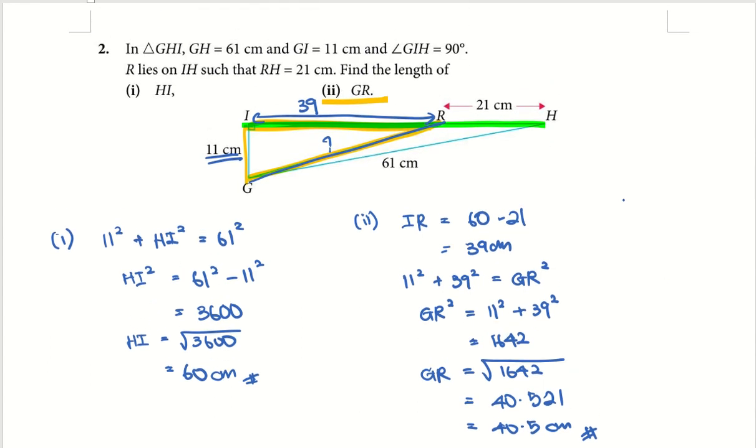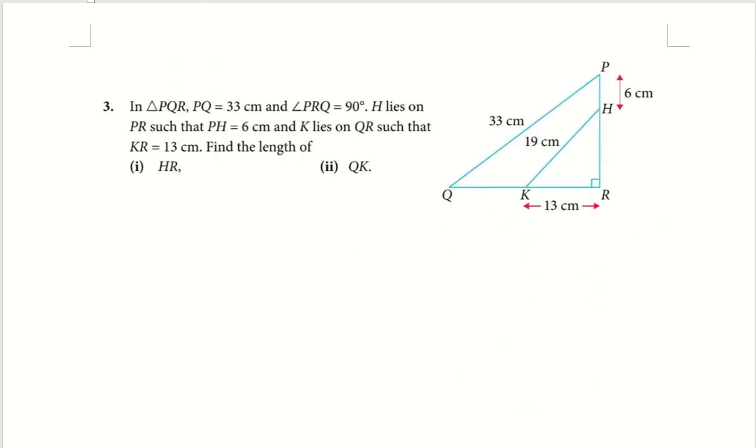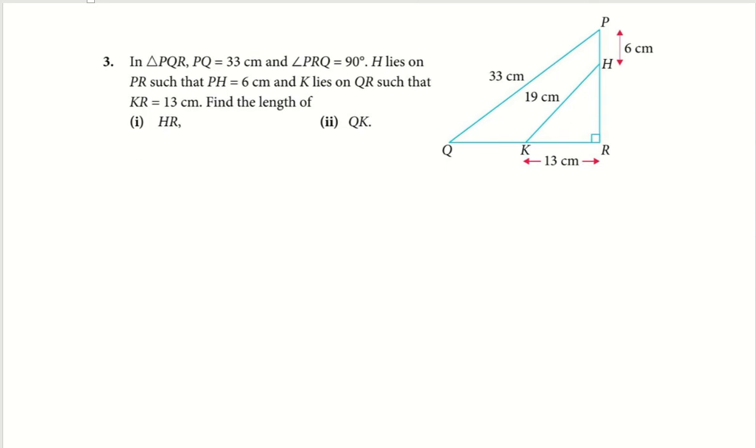Similar to question number 1, this is question number 2. The last one in this video. Question number 3. Let's take a look at the question quickly. They tell you that PQ is length 33, you have a 90 degree, H lies on PR such that PH is 6, K lies on QR such that KR is 13, find the length of HR. All the information is given in the diagram. We just need to find the length HR.